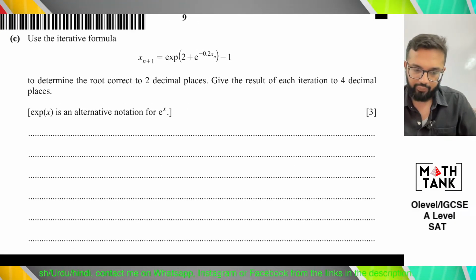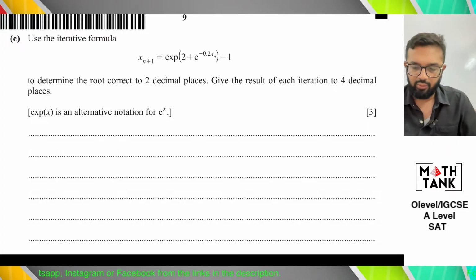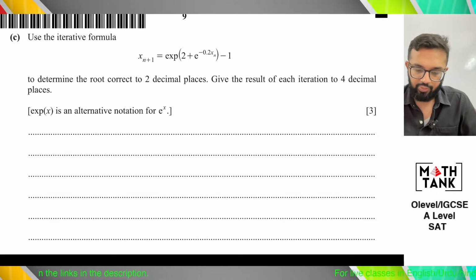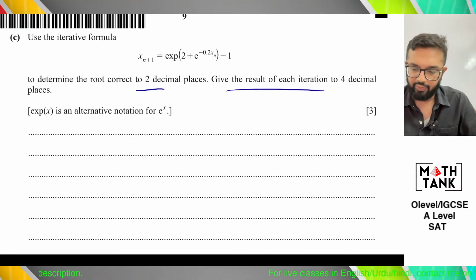Then I have this question. This says use the iterative formula that converted the previous equation into an iterative formula to determine the root, correct to 2 decimal places. Give the result of each iteration to 4 decimal places. Okay.